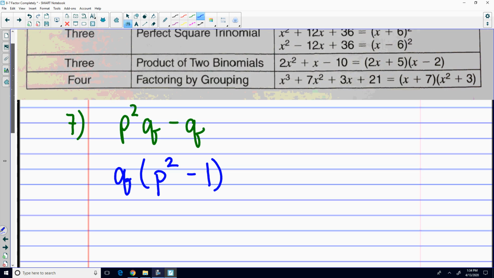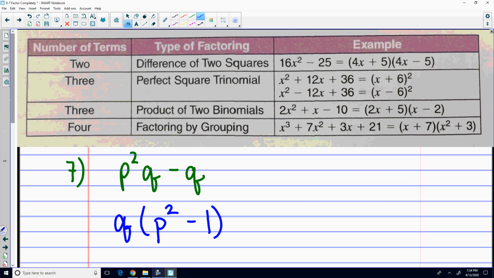So let's go back up and check if we can use this 2-term thing. It is the difference of 2 squares. It has to be a perfect square, p squared is. It has to be a perfect square, 1 is, and it has to be subtraction. And it is. We can go ahead and use this method. We need to unsquare, and then the first one will be plus, and the second one will be subtraction.